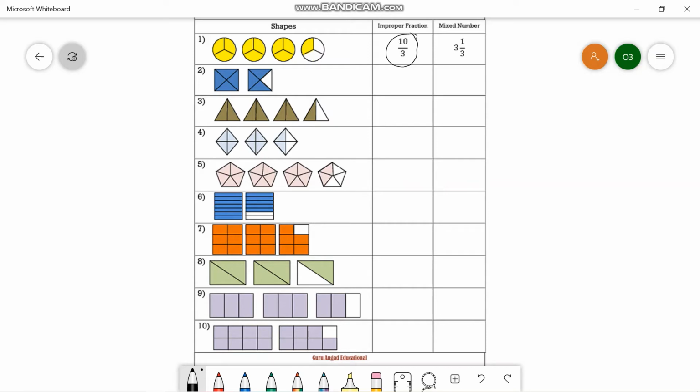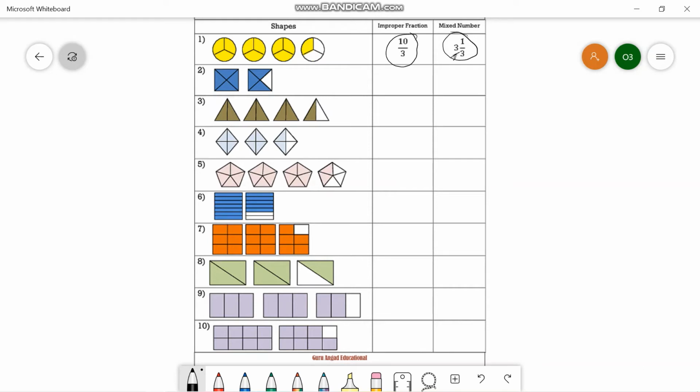Okay, now let's write the mixed number. How do we write the mixed number? First, you're going to identify the whole number. What do we mean by whole number? Whole numbers are the shapes with full colors. So we have 1 whole, 2, 3. So we have 3 wholes. And then the last circle has only 1 part shaded, so that is 1 out of 3. So 3 and 1/3. This is the mixed number, 3 and 1/3.